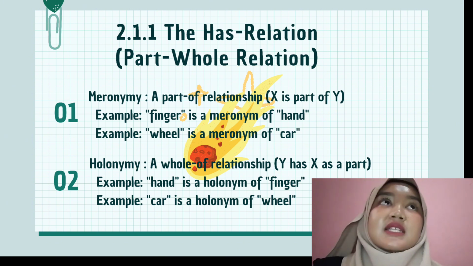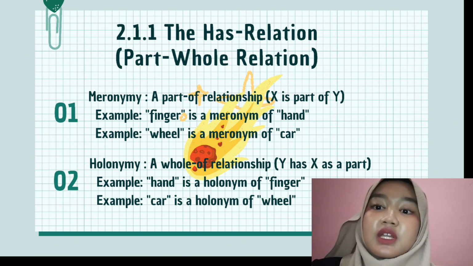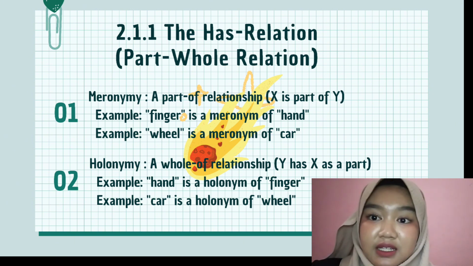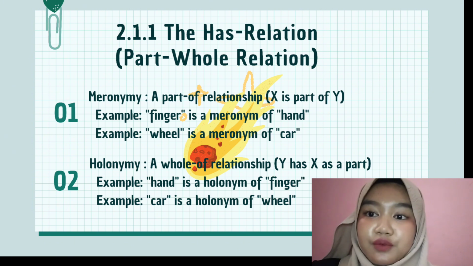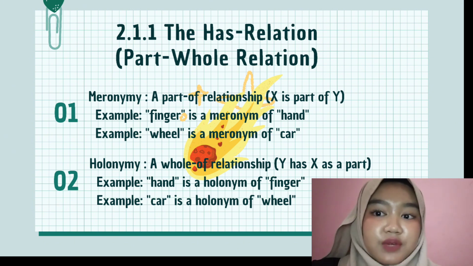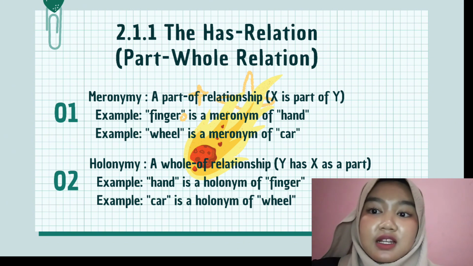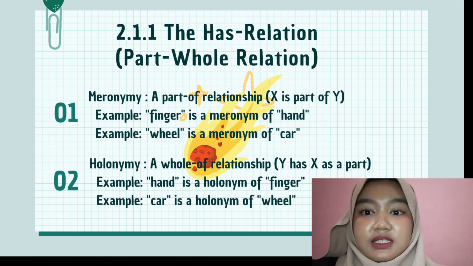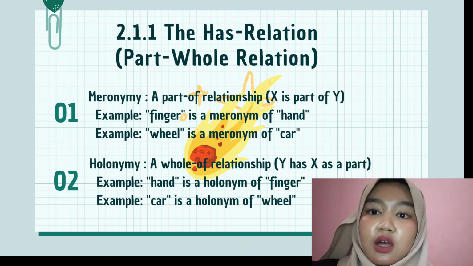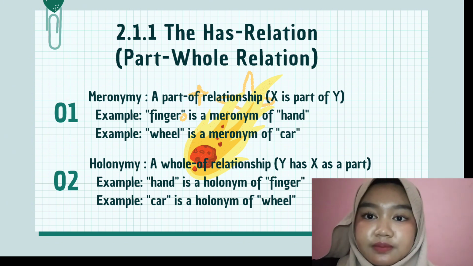For example, let's think of a wheel on a car. A wheel is a part of a car, so a wheel is a meronym of a car. And a car has a wheel, so car is a holonym of the wheel. Understanding this concept helps us to understand more about how things are made or described.